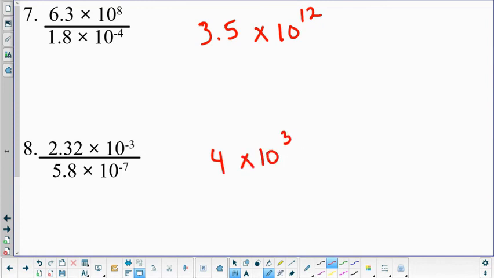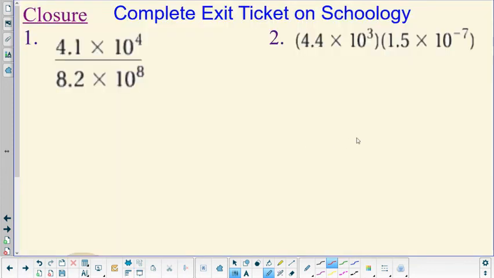Again, if you have any questions about any of these, please send me a message. Just make sure you let me know which problem number it was, and then we can talk about it. Okay, your exit ticket is on Schoology. It is these two problems here.